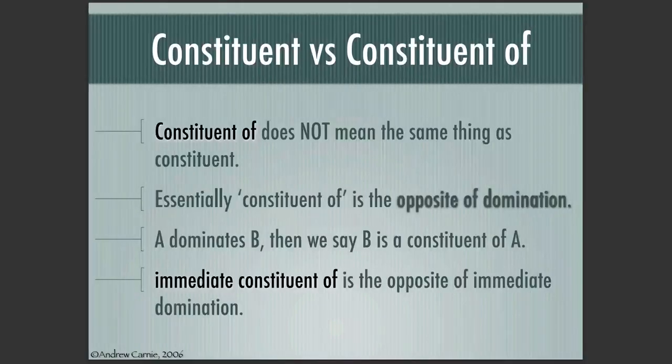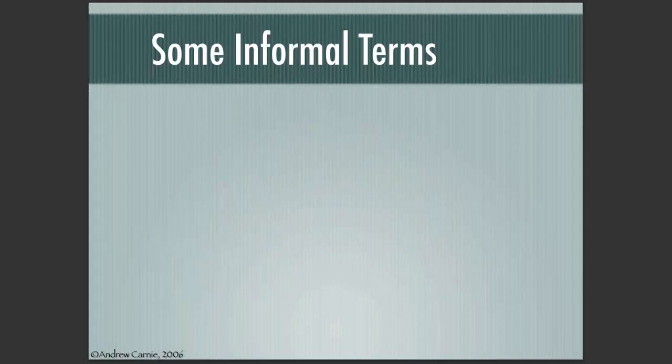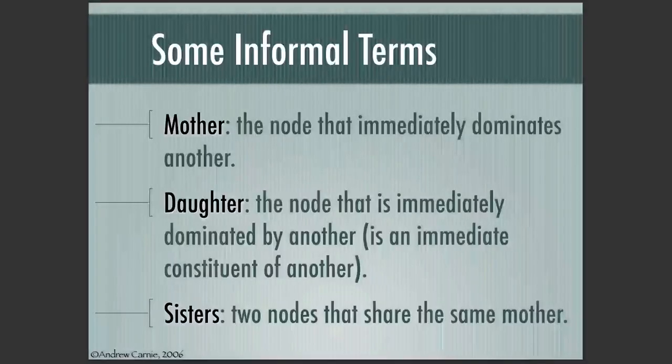Another one, which is immediate constituent of, is the opposite of immediate domination, and we're going to see this, inshallah. I want just to clarify some informal terms that a lot of professors use in their lectures in many universities in the world: mother, daughter, and sisters. Mother, as I have stated before, is Sarah, and so on. It is the node that immediately dominates another. Daughter is the node that is immediately dominated by another and is an immediate constituent of another. And sisters are two nodes that share the same mother.